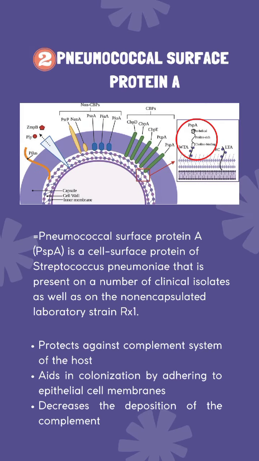Pneumococcal surface protein A. This is a cell surface protein of Streptococcus pneumoniae, which is present on a number of clinical isolates as well as on the non-encapsulated laboratory strain RX1. This functions to protect against the complement system of the host. It aids in colonization by adhering to epithelial cell membranes, and it decreases the deposition.